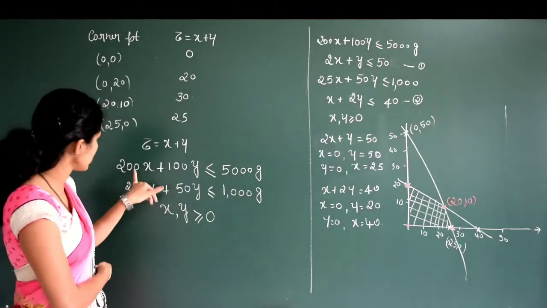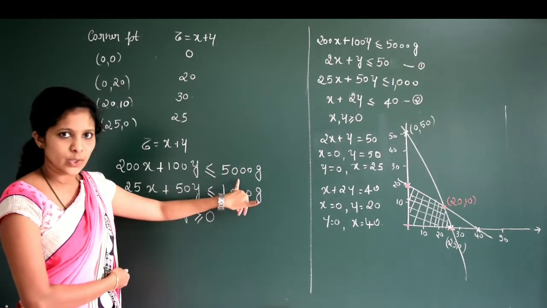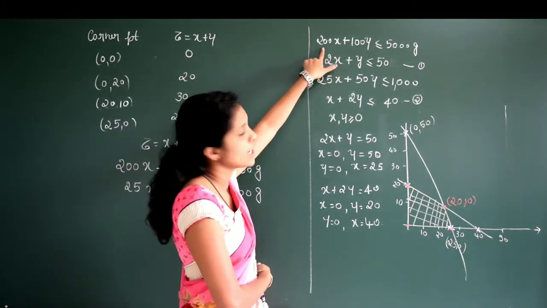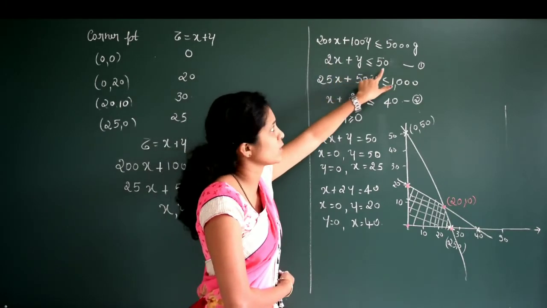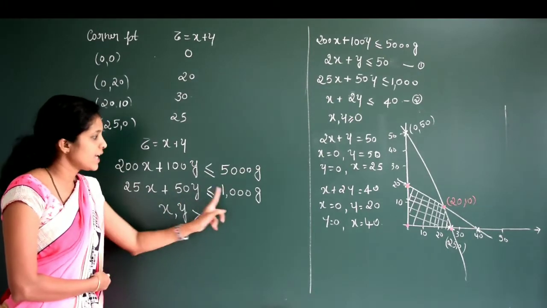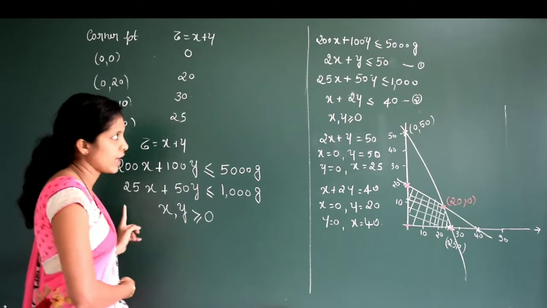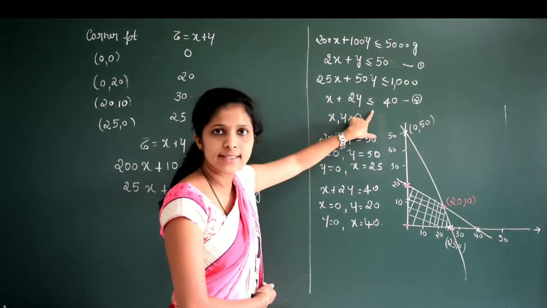I have it as a solution. 200x plus 100y less than or equal to 5000. You can simplify this, right? By dividing by 100, this will be 2x plus y less than or equal to 50. The next equation is 25x plus 50y less than or equal to 1000. Here you can divide by 25, and it will be x plus 2y less than or equal to 40.